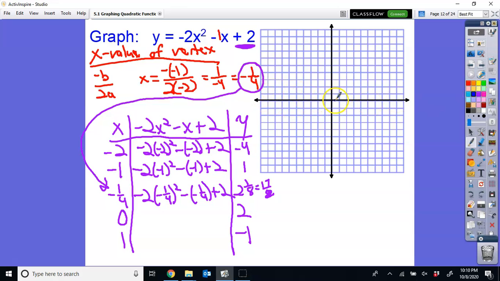So I'm going to go here, -2, -4, -1, 1, -1/4, and 2 1/8 is really close up there. 0, 2 is right there beside it. My vertex and that point are really close together right there. It's kind of hard to see. And 1, -1. Now, you have to kind of take your head and kind of stretch back just a little bit to see that this graph still has that parabola shape.